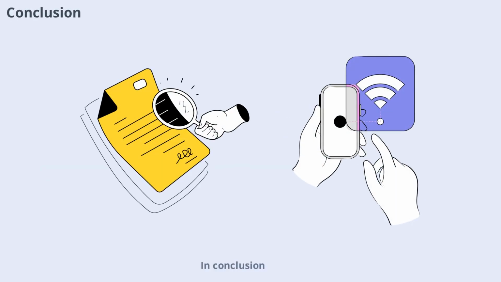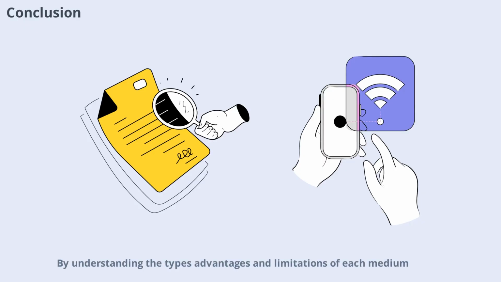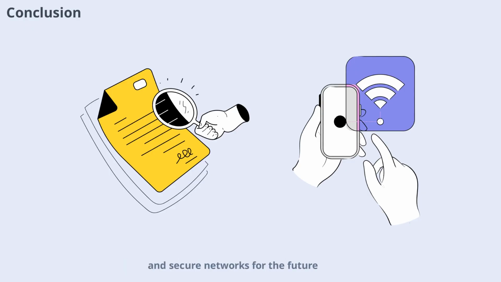In conclusion, transmission media are a fundamental part of computer networking. By understanding the types, advantages, and limitations of each medium, you can make informed decisions when designing or upgrading a network. As technology evolves, staying updated on new developments in transmission media will help you build faster, more reliable, and secure networks for the future.